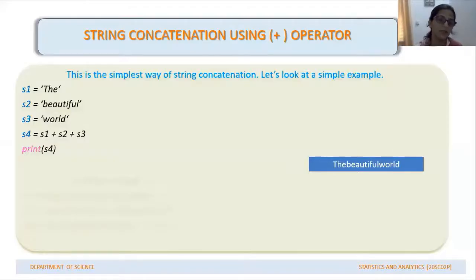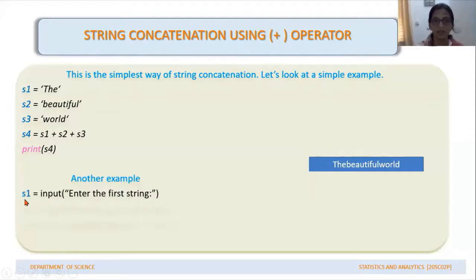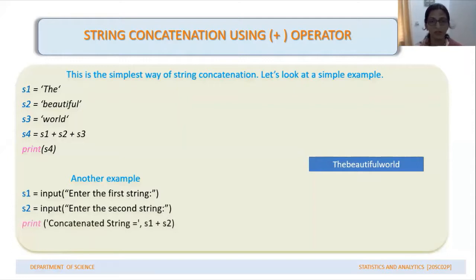Now let us see how we can join two strings using the user input method. Let us prompt the user to enter the first string using the input function, and let us store that string in variable s1. In the same way, prompt the user to enter the second string using the input function, and store it in variable s2. Then we are going to display the result of s1 plus s2 using the print function. So this is another way to write the code to join two strings using the plus operator.